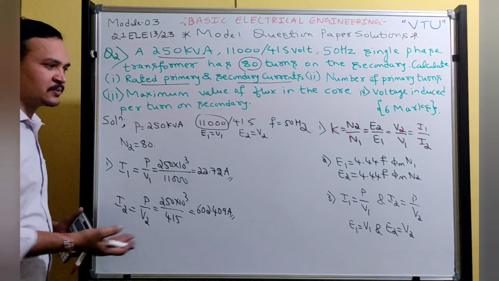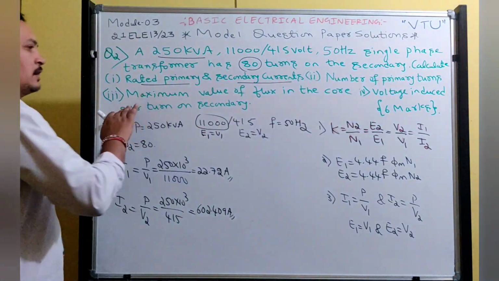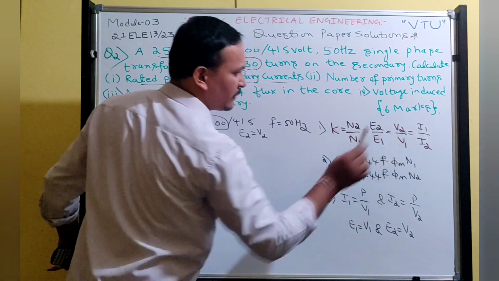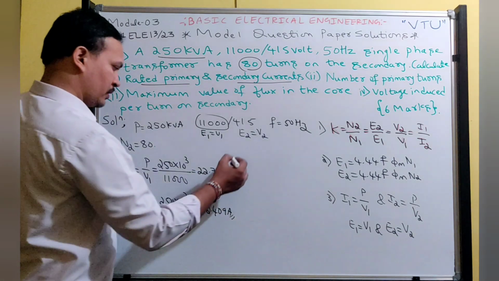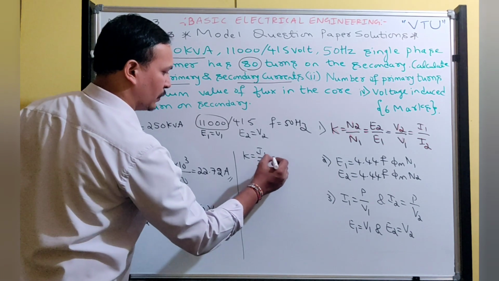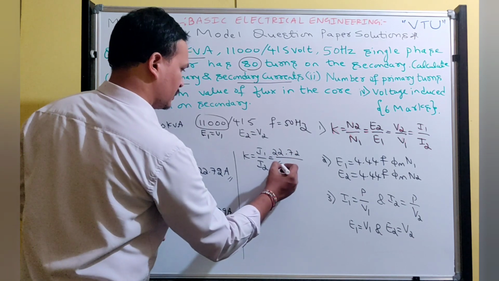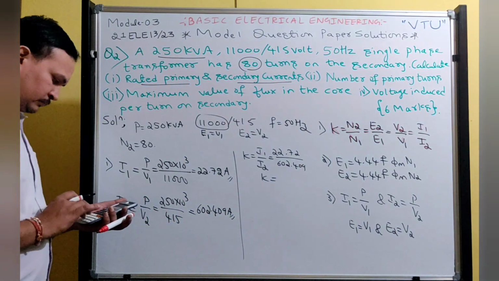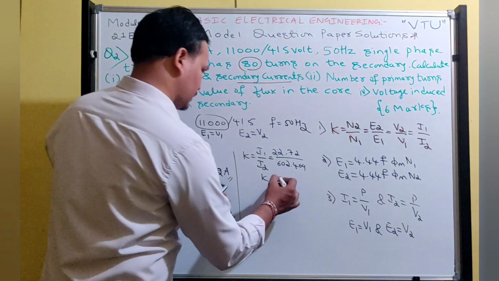2 marks you got just by remembering that formula. So next is the number of primary turns. See guys, now we have the I1 and I2 values. By knowing I1 and I2, I can easily find the value of K. So first, to find the K value, K is I1 by I2. So what will you get? 22.72 divided by 602.409. How much do you get for K? 0.0377.